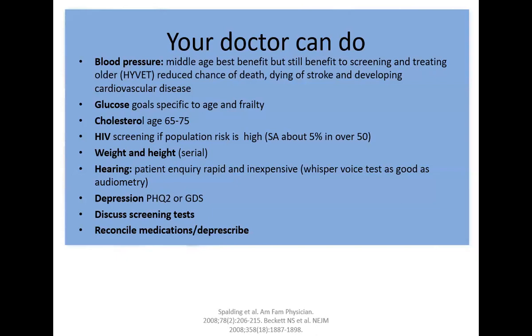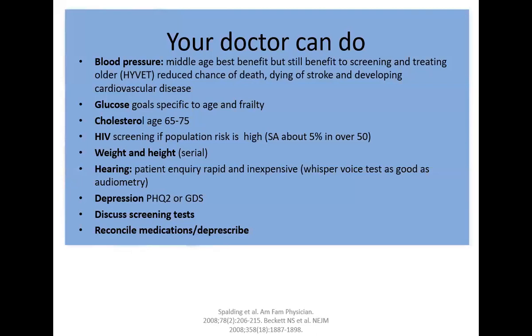Checking serial height and weight is useful, because weight is obviously an indicator of just health. And serial height, as I mentioned, can tell you about osteoporosis, and it can tell you about frailty and things like that. A quick hearing screen, you ask them. Obviously, if you find yourself yelling at them, that's fairly diagnostic, but you can just do a whisper test, and it's actually pretty good. It's as good as a sort of yes-no as audiometry. So if you just quickly screen them in MOPD, then you can refer off to see if they can get hearing aids.